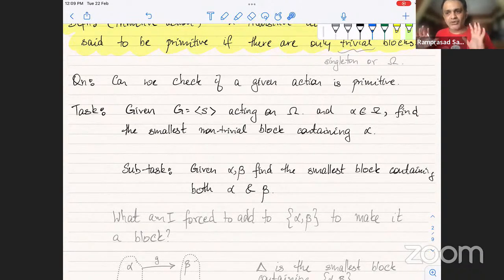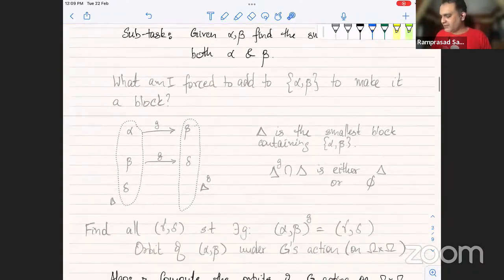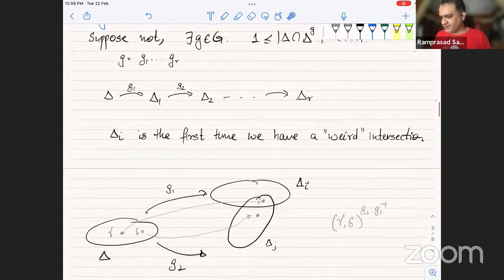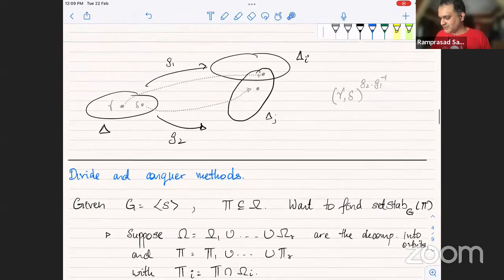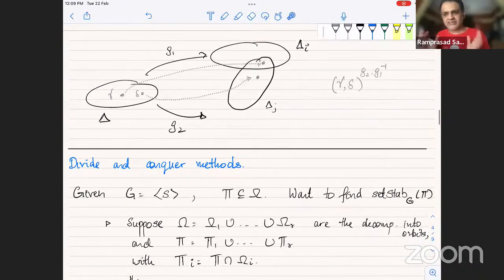What is unclear is how to use that. Even if we find these non-trivial blocks, what do we do? So that's what I'm going to do in the next whatever time I have left in this lecture, which is to look at these divide and conquer methods and try to give a high-level picture of what's going on.